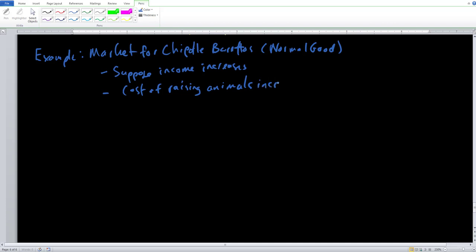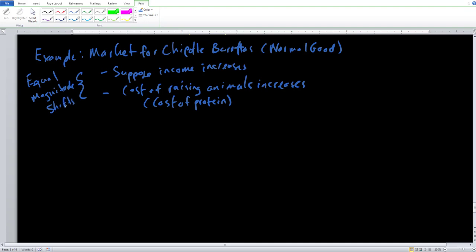So essentially here, when the cost of raising animals increases, I'm just saying that the cost of the protein, whether it be chicken, steak, pork, etc., also increases. And once again, let's assume that both of these shifts are going to be of equal magnitude. So equal magnitude shifts.